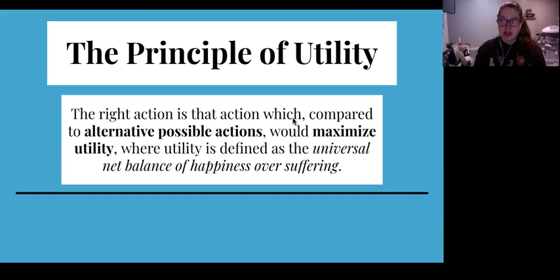Now, that can be worded in this principle of utility, which says the right action is that action which, when compared to one's alternative possible actions, would maximize utility. And we define utility as the universal net balance of happiness over suffering. So we want to do the most possible good we can. We want to create the most well-being and eliminate the most suffering as we possibly can in the world. If we can do that, we're always doing the right thing. That's just the definition of what it means to do the right thing for the utilitarian theorist.